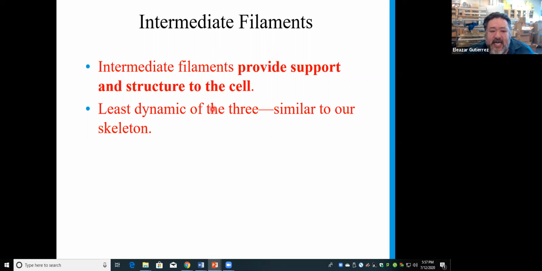So we say that the intermediate filaments are the ones most similar to our own skeleton because they don't move. Least dynamic. Very, very cool.